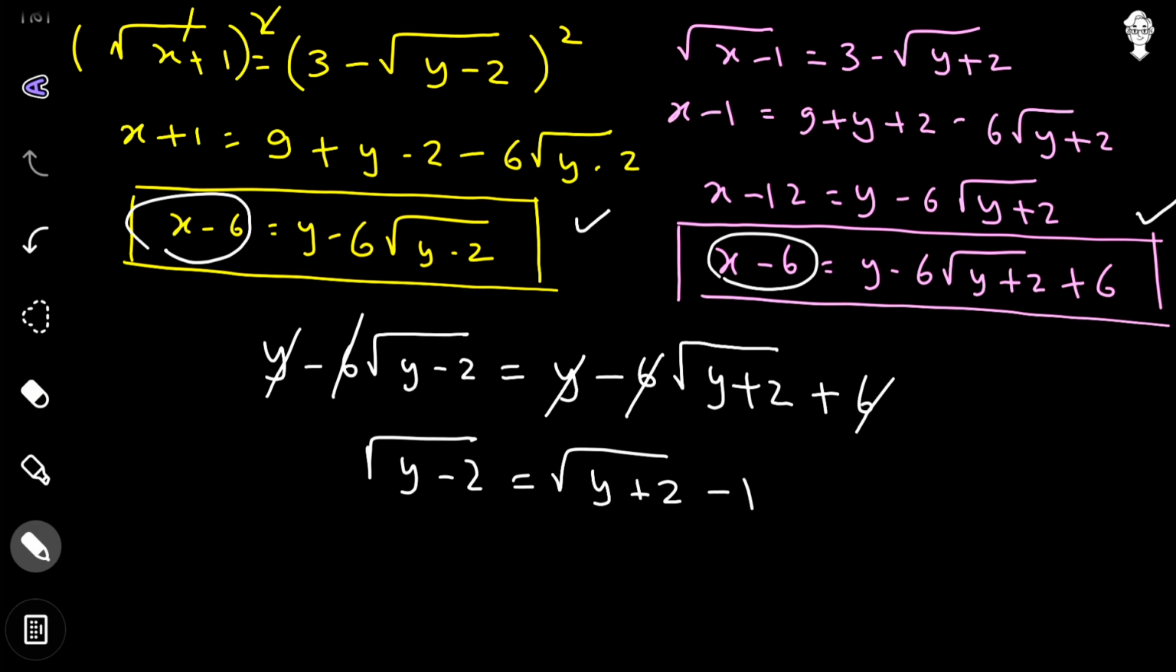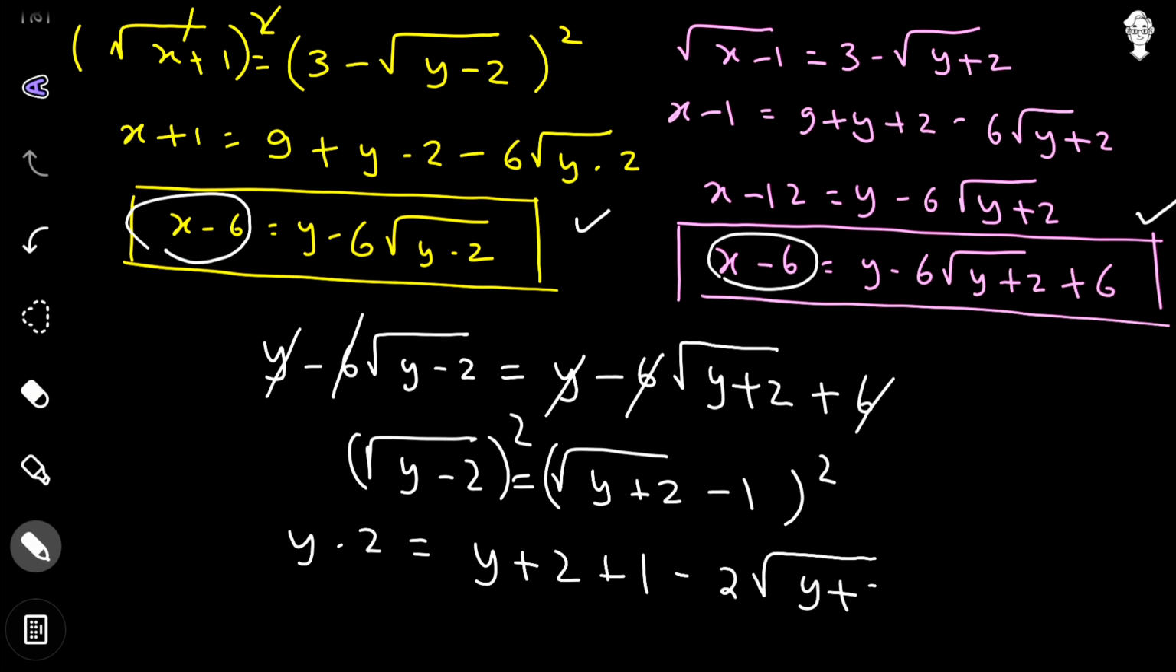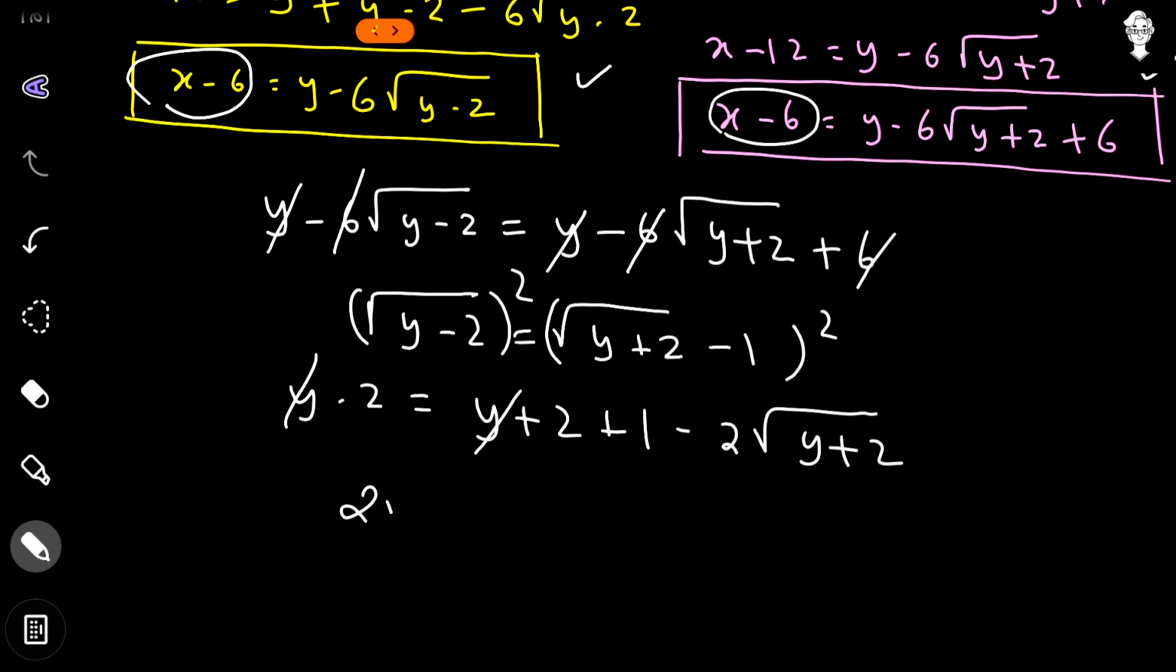Now what I will do is simply square both the sides. So square of this is going to be equal to square of that. So y minus 2 is going to be equal to y plus 2 plus 1 minus 2 times square root of y plus 2. y and y got cancelled out. Now let us adjust the terms. So 2 times square root of y plus 2 is going to be equal to 2 plus 1 plus 2, that is going to be equal to 5. Now let us square both the sides again.